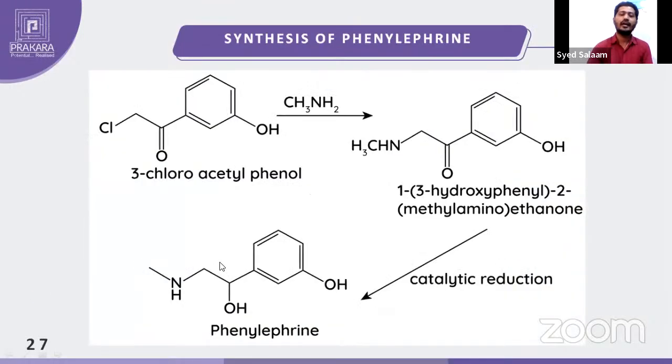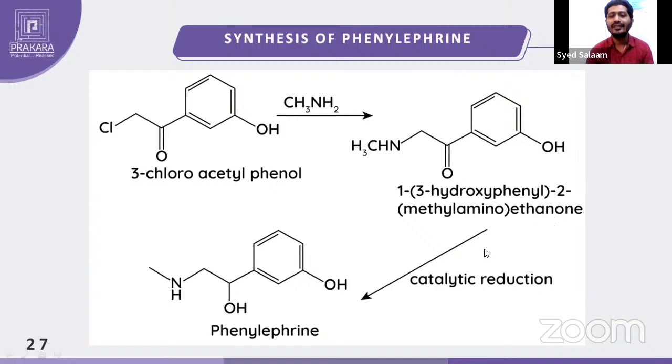So here, this phenylephrine can be synthesized using 3-chloroacetylphenol. First, we are methylating that 3-chloroacetylphenol with methylamine. Then we'll be getting 1-(3-hydroxyphenyl)-2-methylamino ethanone. So we got everything here now.